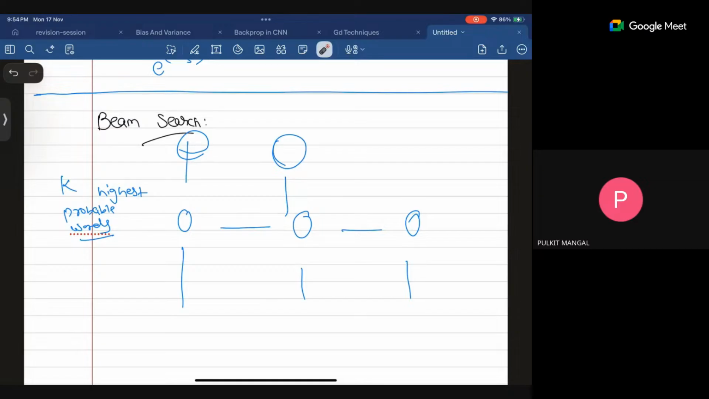Is it clear? Sir, can you repeat the last part, please? Yeah. So is the idea for beam search clear? What it does? No, sir, no.